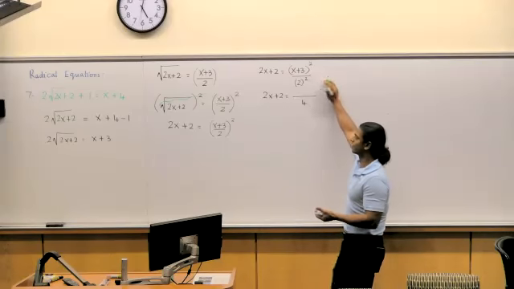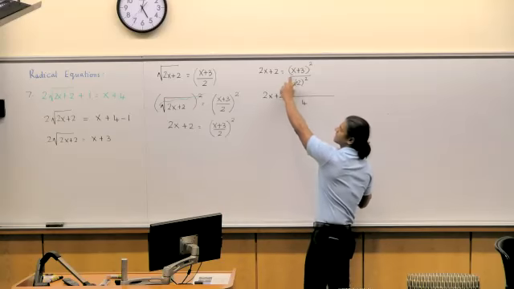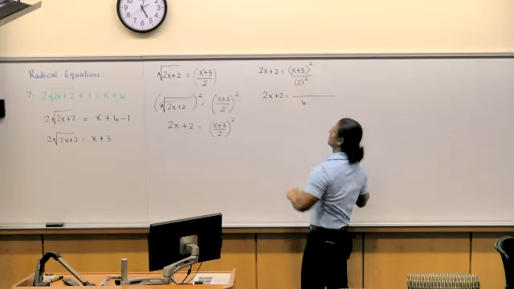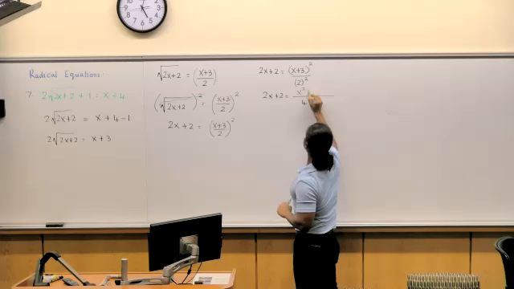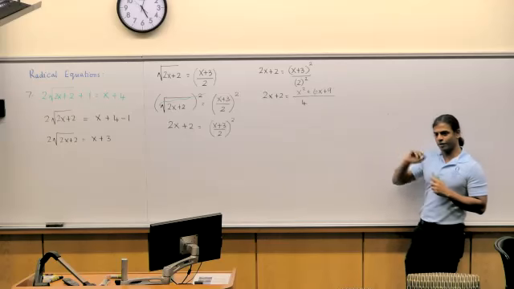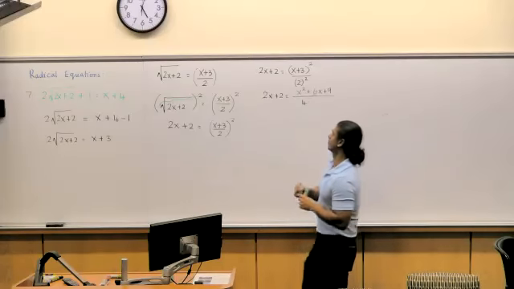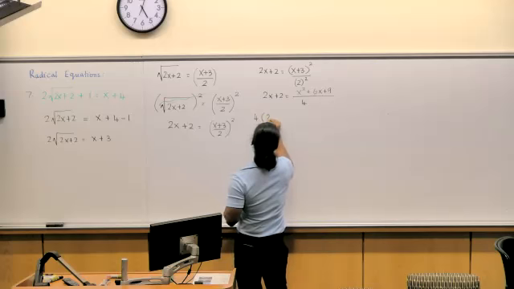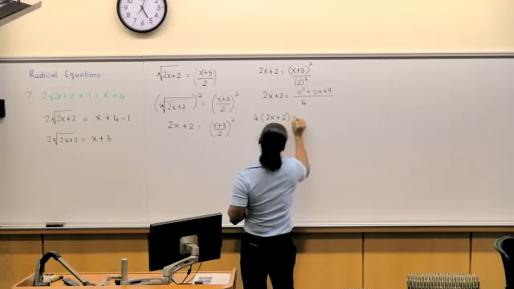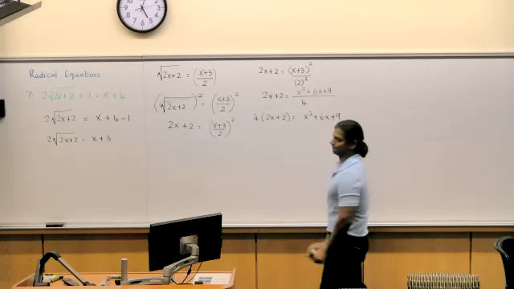We want to solve for x. There is an x trapped inside there. So the next step is to FOIL x plus 3 squared, which is x squared plus 6x plus 9. Where do we go from here? Multiply by 4 on both sides. So 4 times 2x plus 2 would equal x squared plus 6x plus 9.